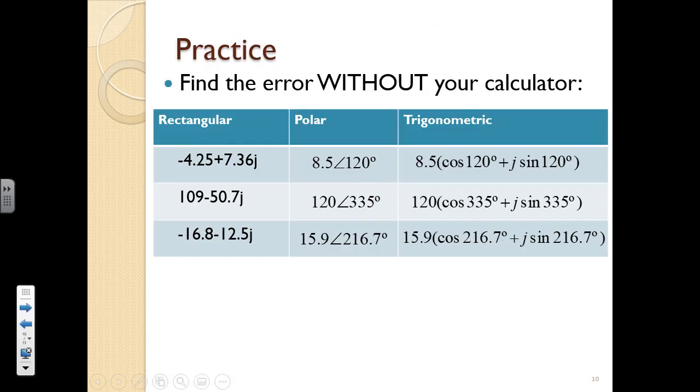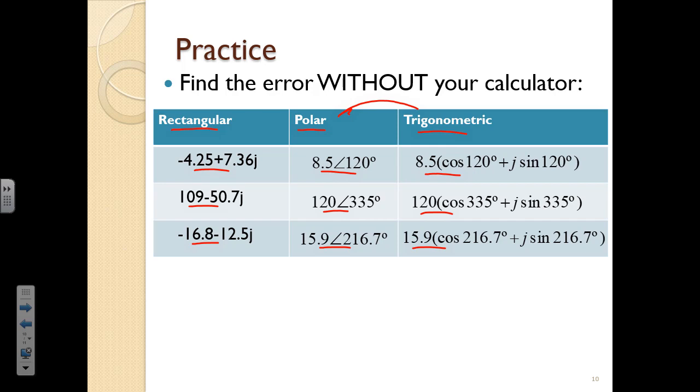Okay, so here are a couple of examples of complex numbers in rectangular form, polar form, and trigonometric form, which is of course closely related to polar form. I've deliberately put a mistake up here, and I don't want you to use your calculator. I just want you to look over these three equivalencies, and in these 9 boxes, 3 rectangular form, 3 polar form, and 3 trigonometric form, I planted an error.